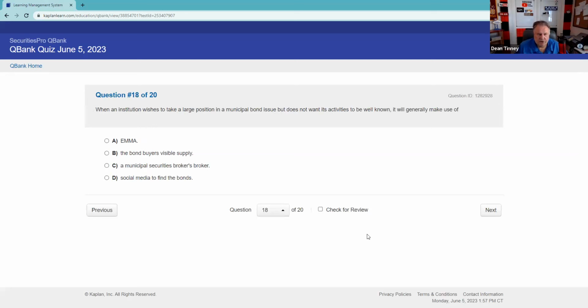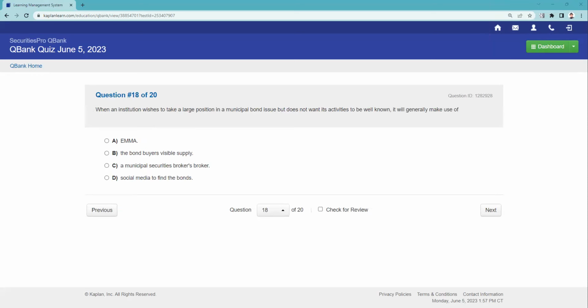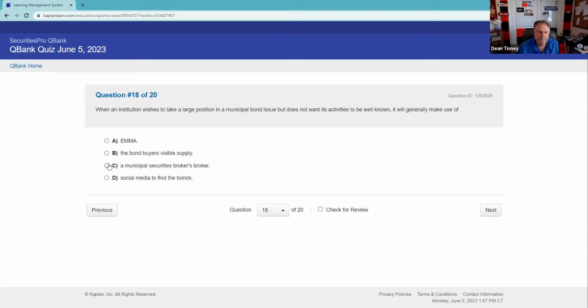When an institution wishes to take a large position in a muni bond issue, but does not want its activities to be well known, it would generally make use of. Kind of interesting. I haven't had anybody in a long time tell me they've seen anything like this, but it's within the test specifications. The broker's broker? Yeah, broker's broker protects the customer's identity, indeed.